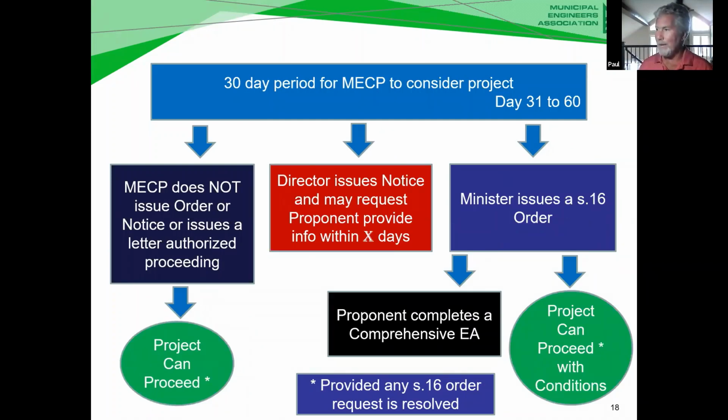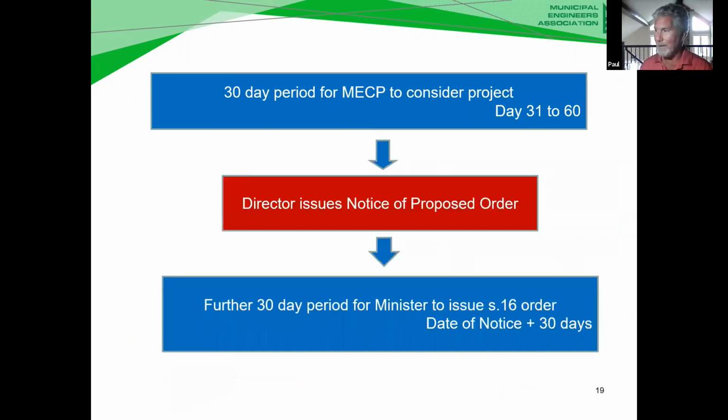So anyway, in the one instance, the ministry does nothing and you can proceed. In the other instance, the minister issues an order, and that's, I guess, good from a timing perspective, because the order either says, yeah, you can proceed with these conditions. So you have a decision, you can proceed and you just follow the conditions. Or the minister might have ordered you to complete a comprehensive EA. So you basically go back to the drawing board. So once you remove those two options off the table, go back to this director issuing a notice.